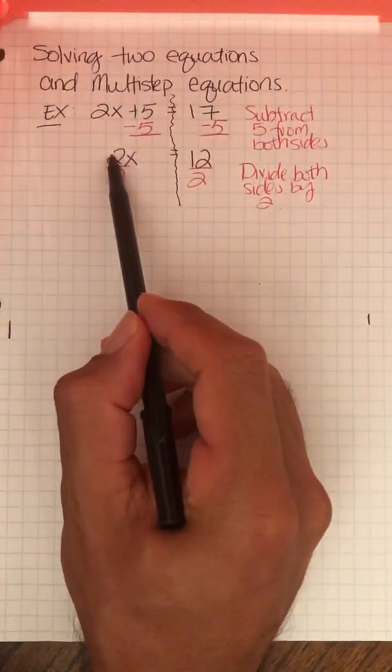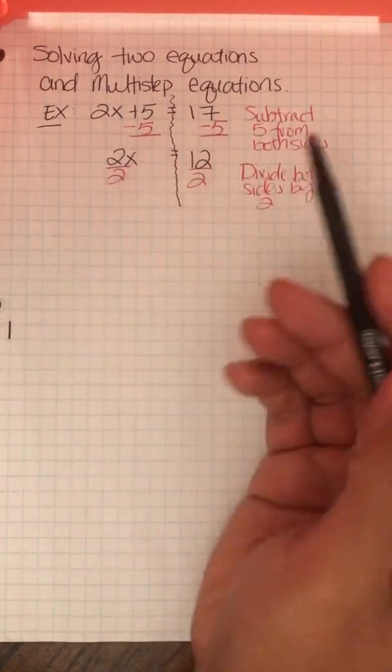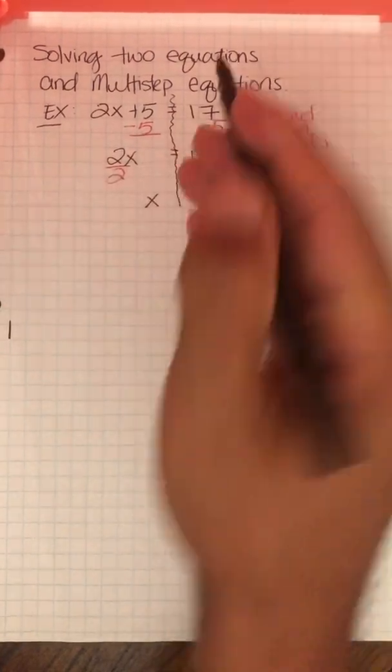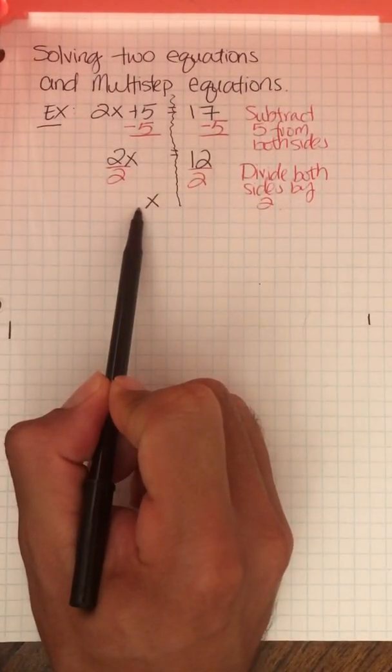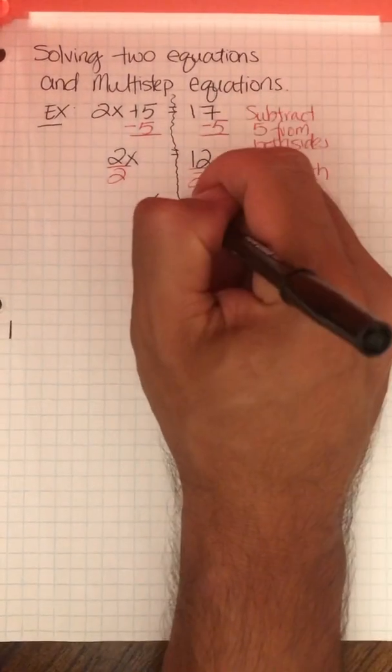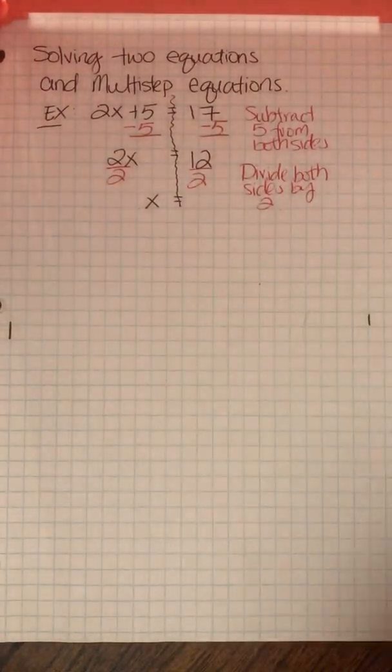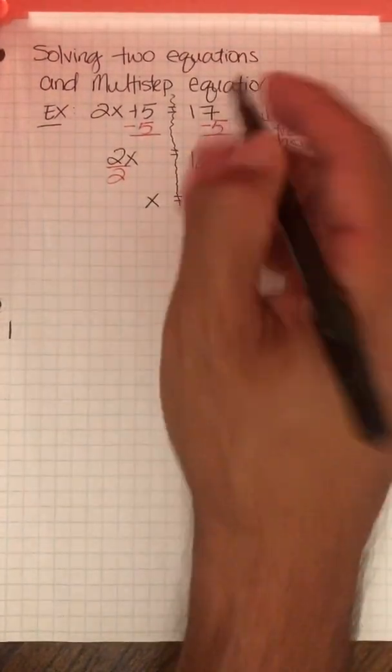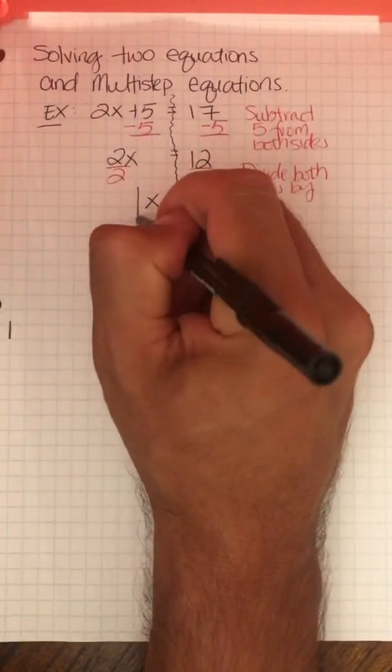Now we know 2 divided by 2 is 1, or we could just leave it as x. We already know the imaginary 1 is always there, ladies and gentlemen. 12 divided by 2 is 6. So there is our final answer.